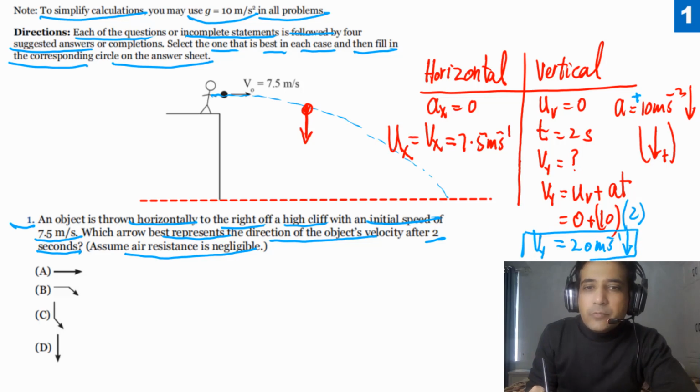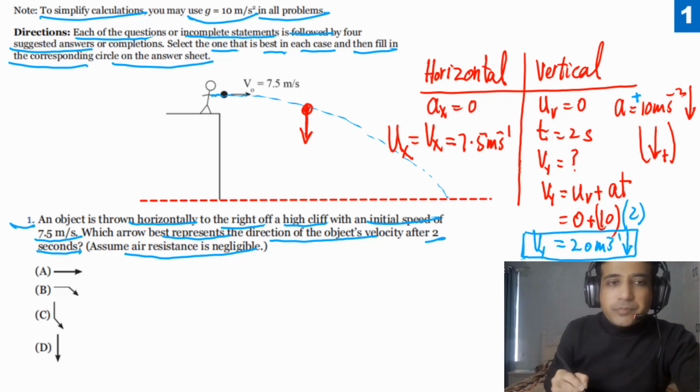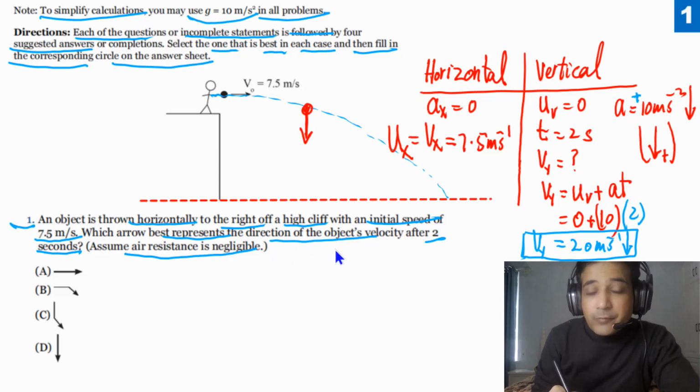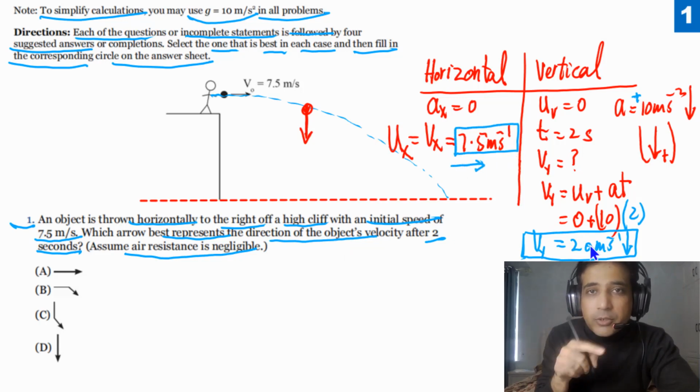The question is asking us to find the direction of the object's velocity. So this object has two components. One is horizontal and one is vertical. The horizontal component is to the right and the vertical component of velocity is down. The vector sum of these two velocities is the final velocity after 2 seconds. So the best way to answer this problem is simply we can use arrows.